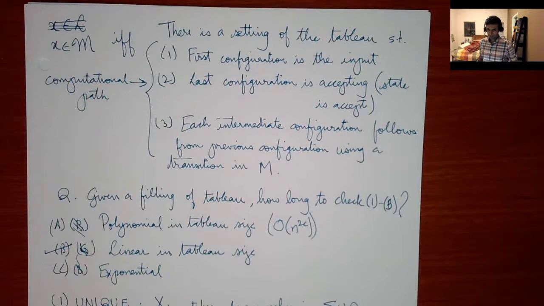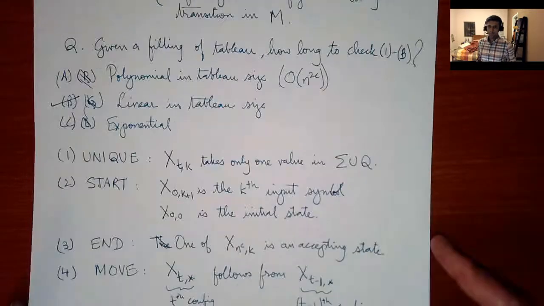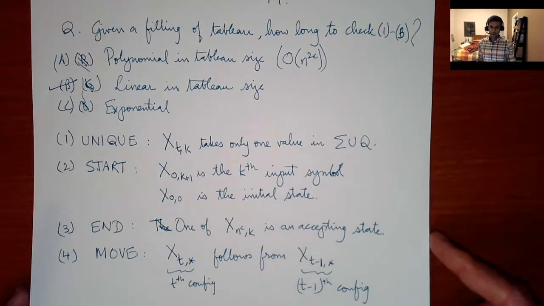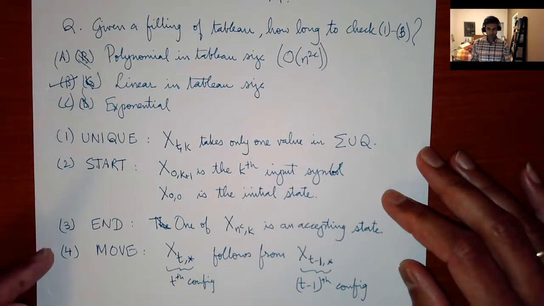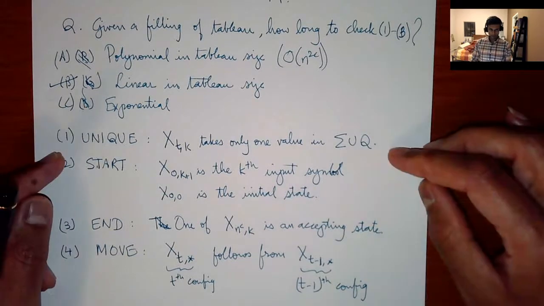Okay. So I'm going to break up the formula. I'm now going to write 4 Boolean formulas. The first Boolean formula is going to be called unique.